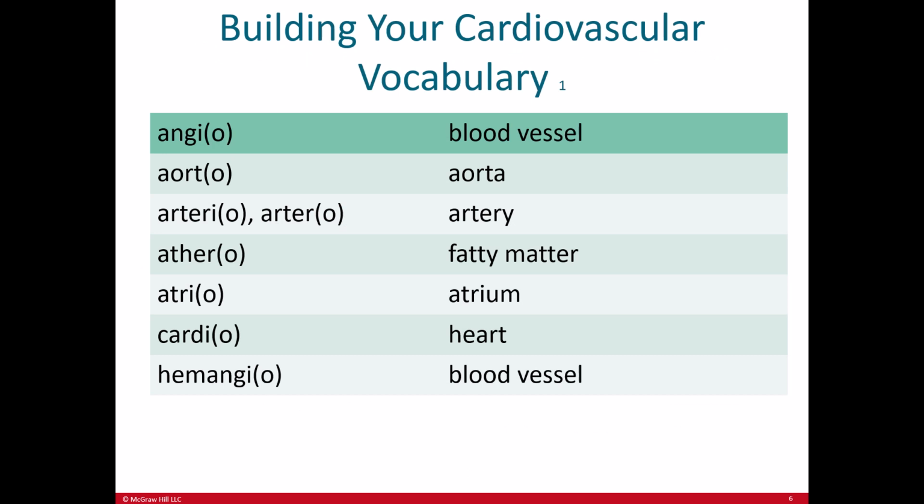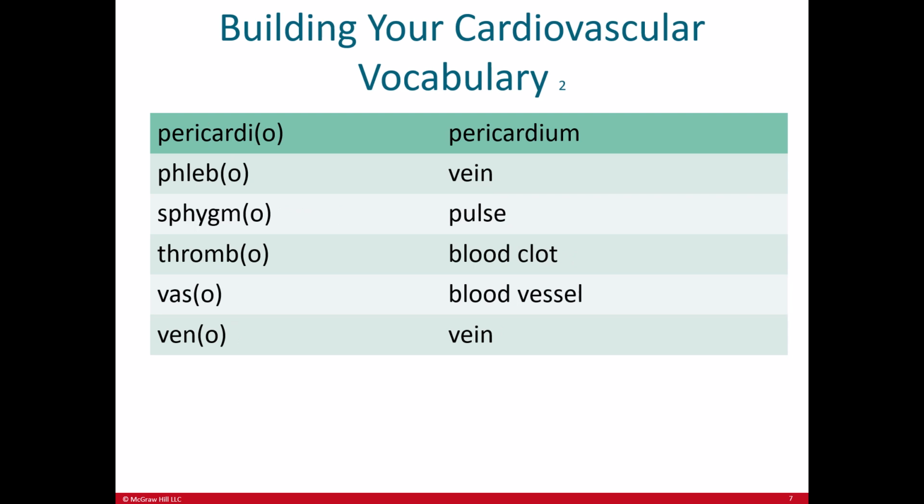First, here we have angio, which means blood vessel. Aorto means aorta. Arterio or artero mean artery. Athero, don't get these confused, they do look similar in spelling, but athero means fatty matter or fat. Atri, which is the atrium, atrio. Cardio means heart, can also just be cardi. Hemangio is blood vessel. Remember, hemo is our word part for blood, angio is vessel, so therefore hemangio is blood vessel. Then we have pericardio, which means pericardium.